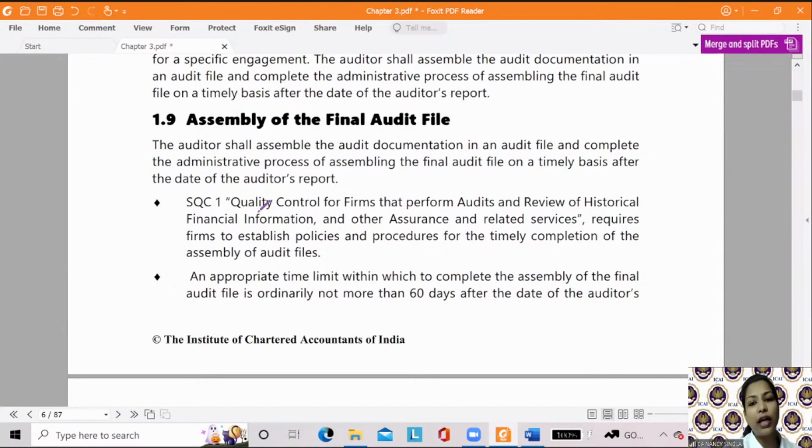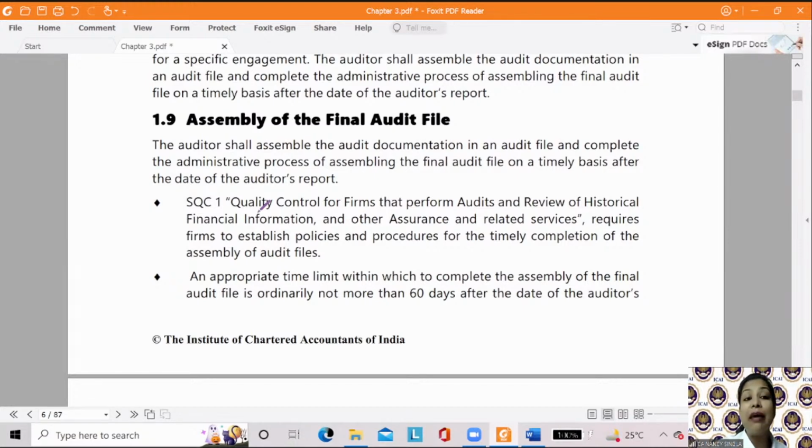Audit file क्या होता है? One or more folders, whether in electronic or paper form or any other medium, with respect to a specific engagement. ये भी clear है कि सारे, I gave the example of what if I have 5 clients. I'm not putting the papers with respect to all the clients in a haphazard way. I have dedicated files for all my 5 clients. ठीक है? तो specific engagement का document I'm keeping in the specific file.